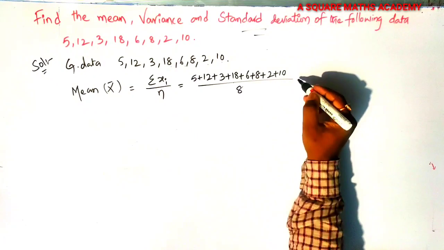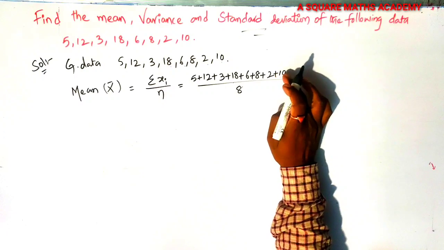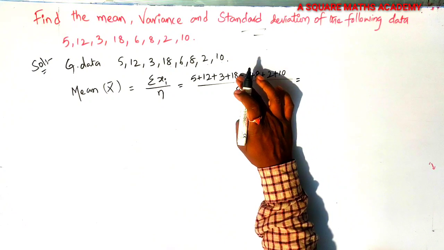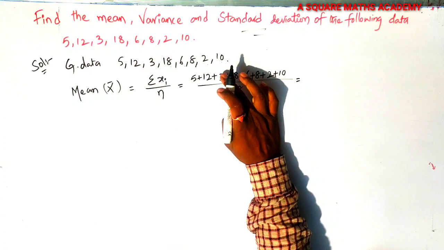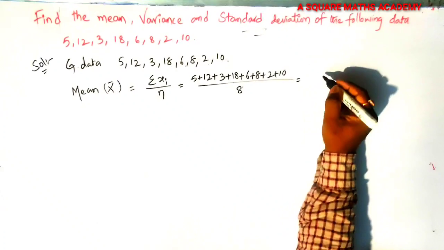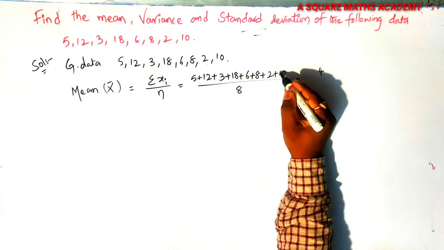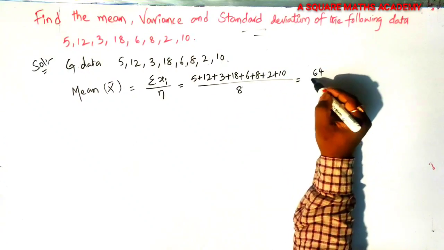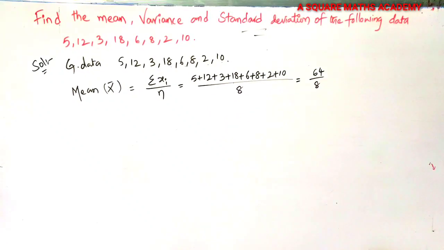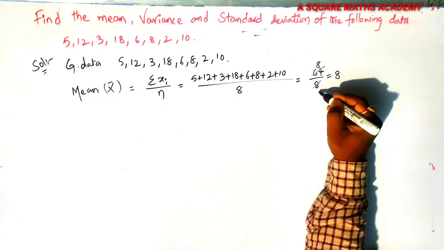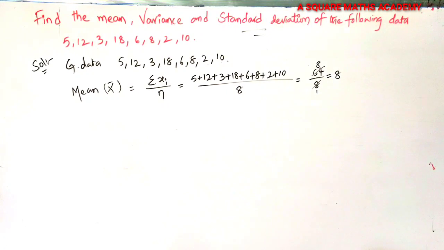Okay, so what we get here: 2, 10, 16, 16 plus 8 is 24, 24 plus 3 is 27, 27 plus 7 is 34, and so on, giving 64, divided by 8. We get 8 eights are 64.